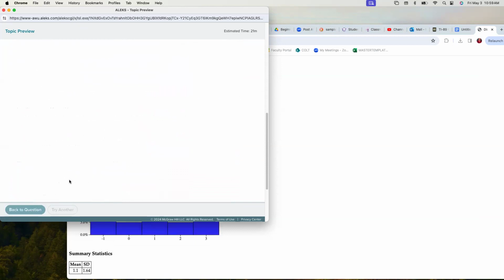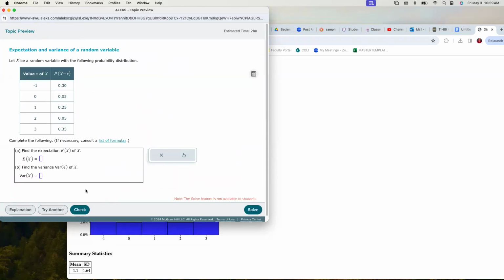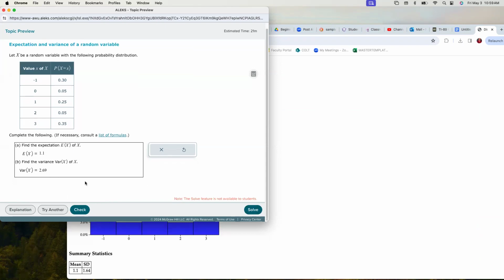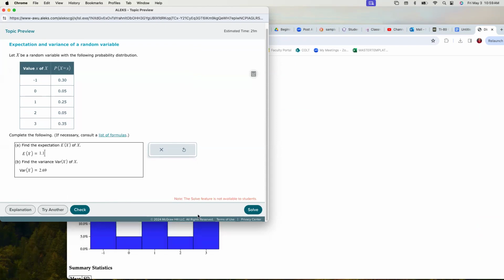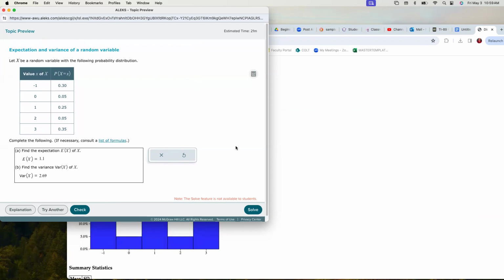Okay. So if I go back to the question again and press the solve button, I guess they rounded to 2 decimal places. I did not. So anyway, there you have it. That's how you do this one, and that's expectation and variance. Another phrase for that is the mean.